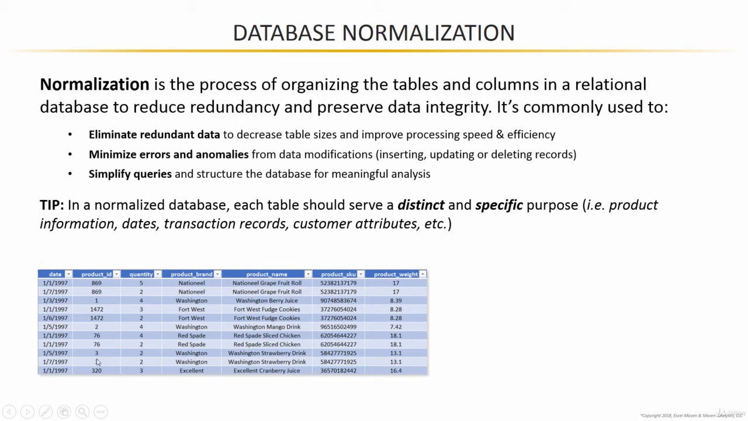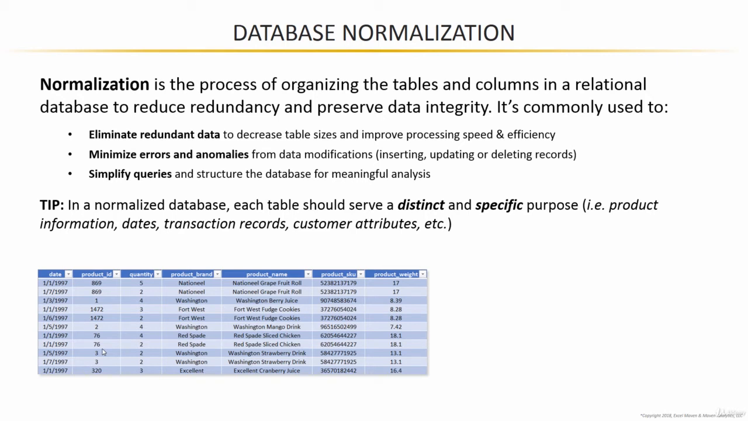And as you can see just from this small sample, we have multiple transactions or multiple quantity values per day and multiple quantity values per product ID. So this table is not normalized. It doesn't serve a single unique purpose. It's actually serving at least two purposes. One, providing the transaction quantity by date and product ID, and two, providing additional attributes about those products. Those are two different purposes.